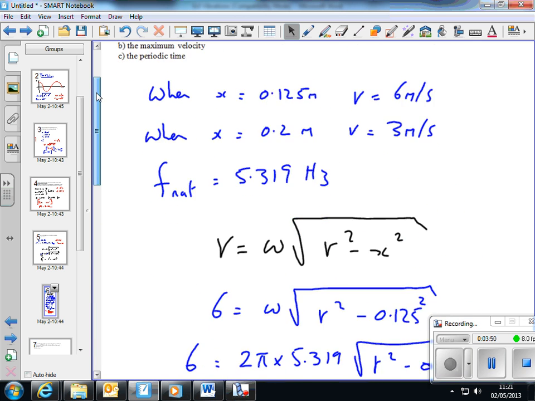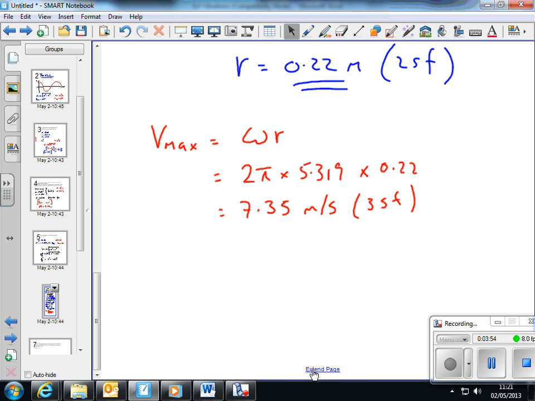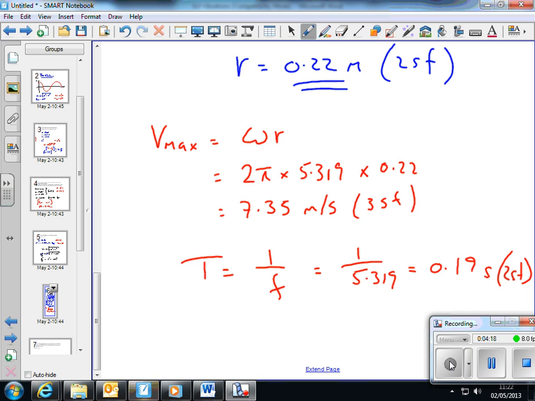Last thing we've got to find is the periodic time. How do we find the periodic time? Formula? Yeah. And we've got the frequency, 5.319, so it's just 1 over that. Gives us about 0.19 seconds.